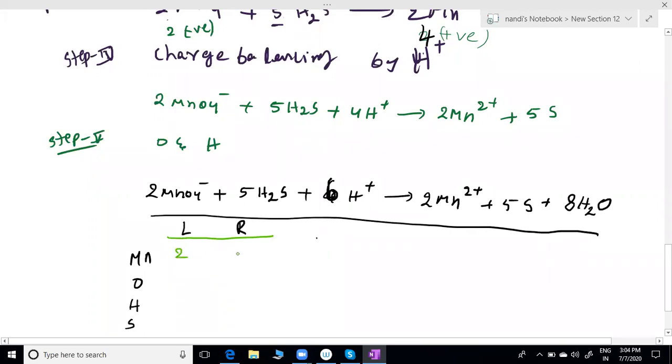2, 2. How many oxygens here? 8, 8. How many hydrogens? 5 into 2, 10 plus 6, 16. 8 into 2, 16. Sulfur, 5, 5 H2S, and here also 5. So balanced or not. Anyway, that we can do in the next method, not now. Is this clear? Any doubt?